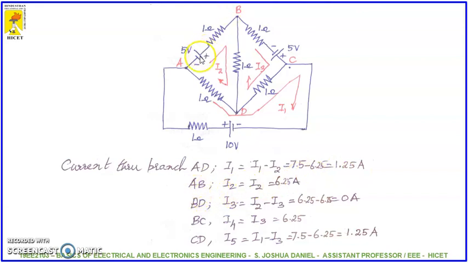Similarly for AB, in branch AB, I2 is the only current, so it is 6.25 ampere. In BD, we have I2 as well as I3, which is I2 minus I3, 6.25 minus 6.25, it is 0 ampere. And in branch BC, I3 is the only current, so we write it directly, 6.25 ampere. In branch CD, we can write it as I1 minus I3, which is 7.5 minus 6.25, that is equal to 1.25 ampere.